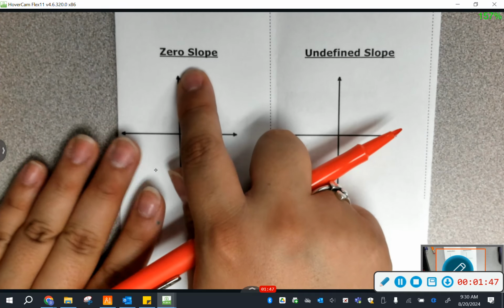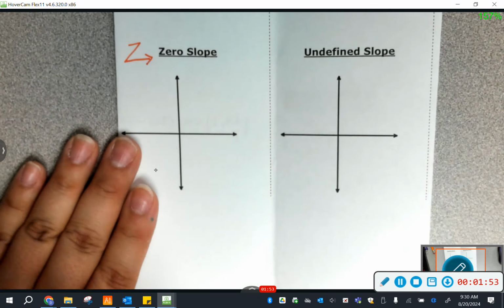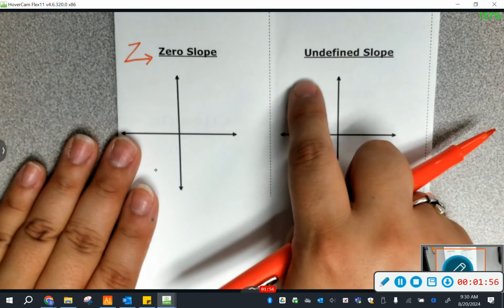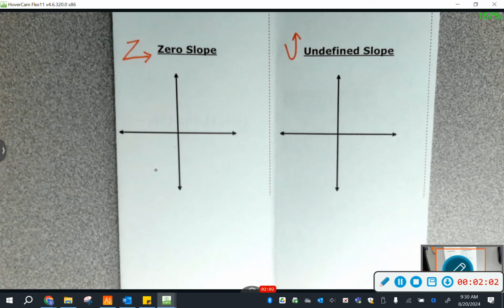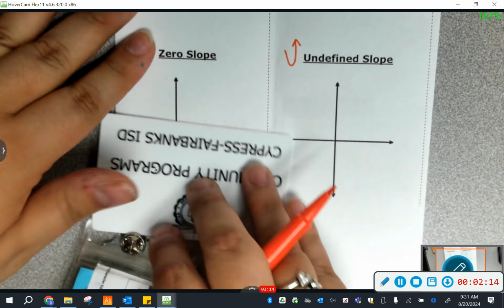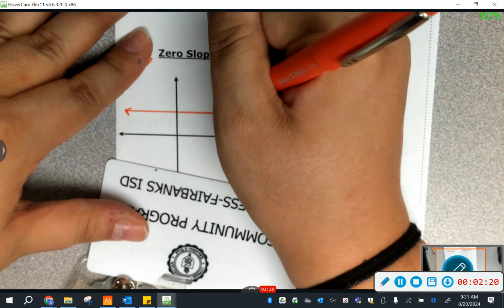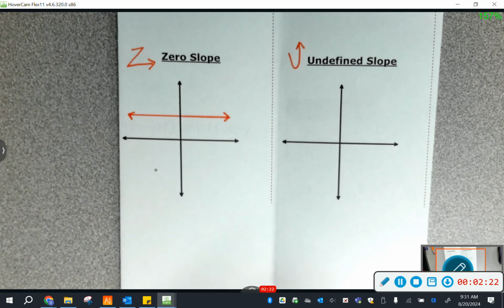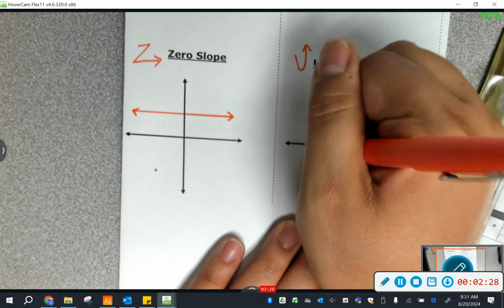Perfect. And the way that I remind kids, there's two different ways. 0, if I were to draw a Z, do you agree it ends flat? Undefined, if I were to draw a U, do you agree it ends going up? So that's kind of how I remember what the difference is. The other thing is, if your heartbeat is 0, what does that look like on the monitor? Flat line. So 0 slope is a straight flat line. An undefined slope is straight up and down.